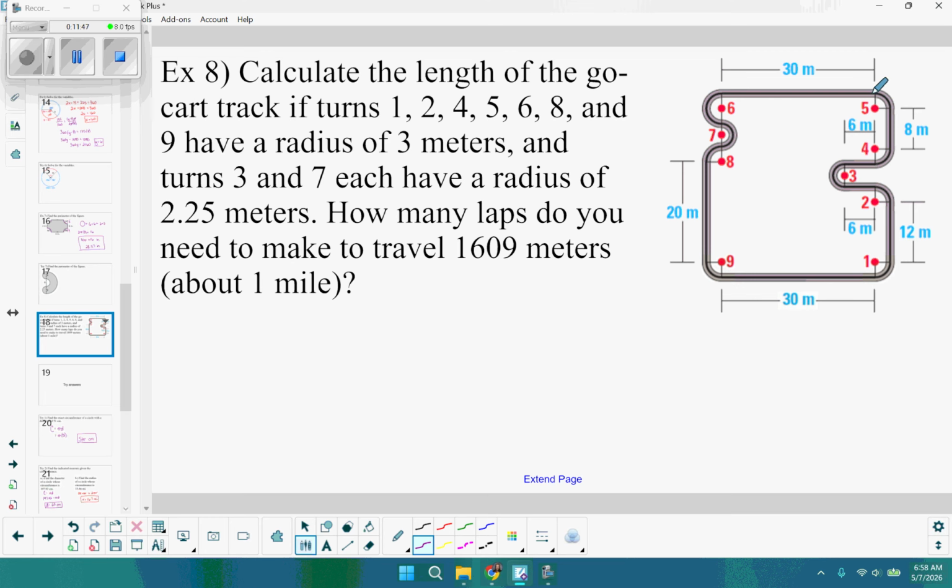So we know for 1, 2, 4, 5, 6, 6 is half a circle, 5 a quarter, 4 a quarter. So far we have a half plus a quarter plus a quarter. So that's one whole. Then we have 2, 1, 9, and 8. Those were all quarters as well. So that's 4 quarters again. So that's another whole circle.